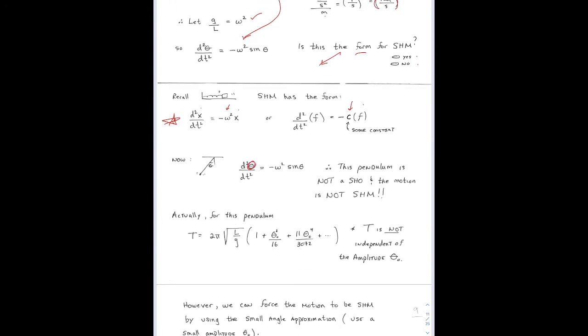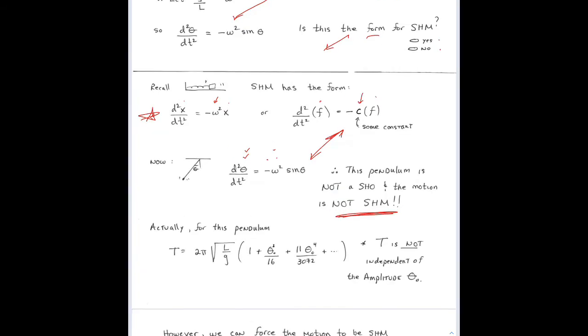Well, our function is theta. Here you take two derivatives. That's good. You get minus a constant. That's good. But you don't get theta back. You get the sine of theta. So that does not fit that form. A function, two derivatives, minus a constant times the same function back. Here you don't get the same function back. You get the sine of the function back. So that's not simple harmonic motion.